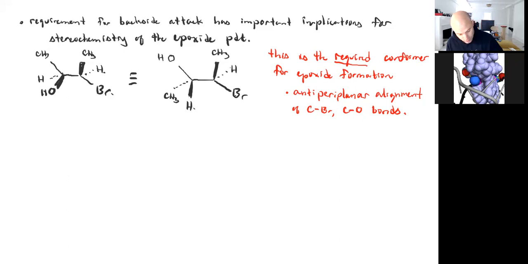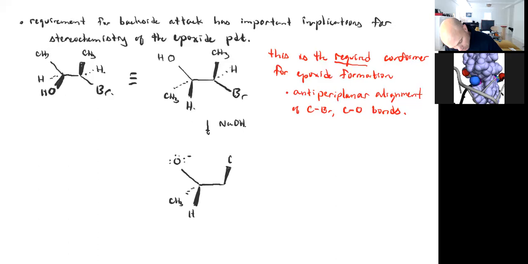Okay, and so if we treat this with base, we'll get to the alkoxide. Okay, and then we need to do the intramolecular displacement. And so the thing to remember here is it's backside attack, and so my oxygen is going to be coming in this way. My carbon-bromine bond breaks, and what happens then as a consequence of that is that these substituents on the carbon bearing the leaving group are going to get pushed down.